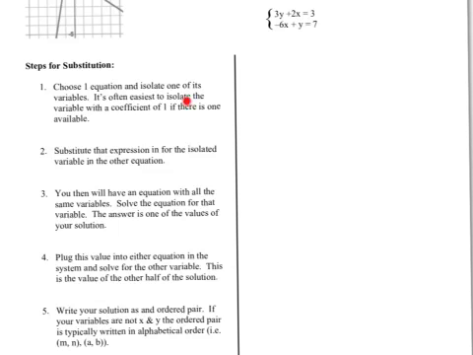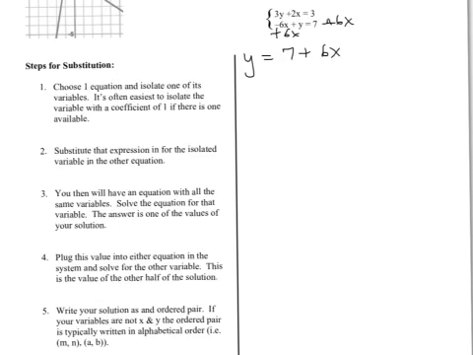Now it's often easiest to isolate the variable with a coefficient of 1 if there's one available. And what do you know? There is. So we're going to get that y right there alone. And to do that, you know that you're going to add 6x to both sides. Okay? So that second equation right there, I just made it y equals 7 plus 6x.